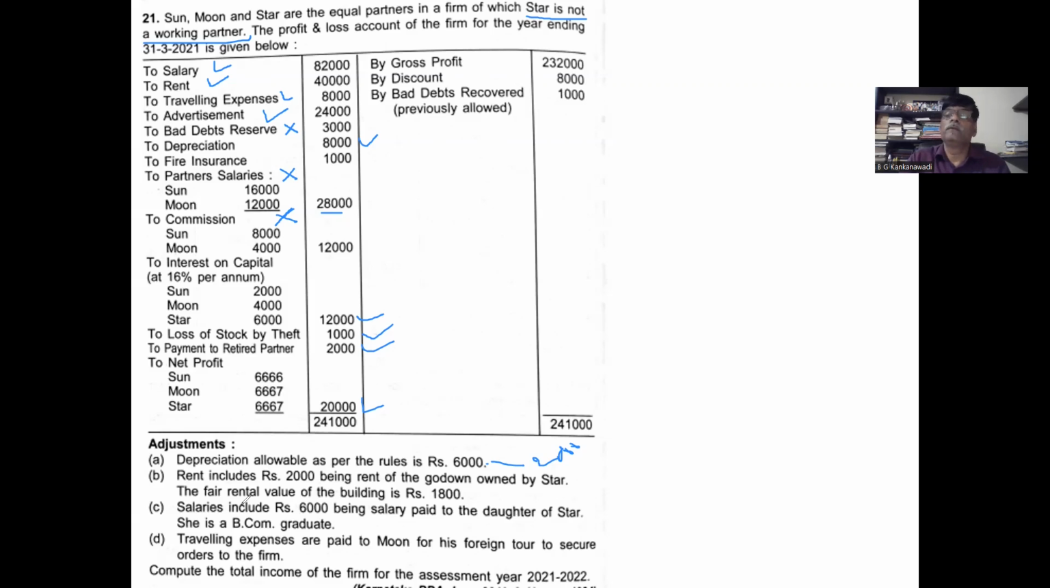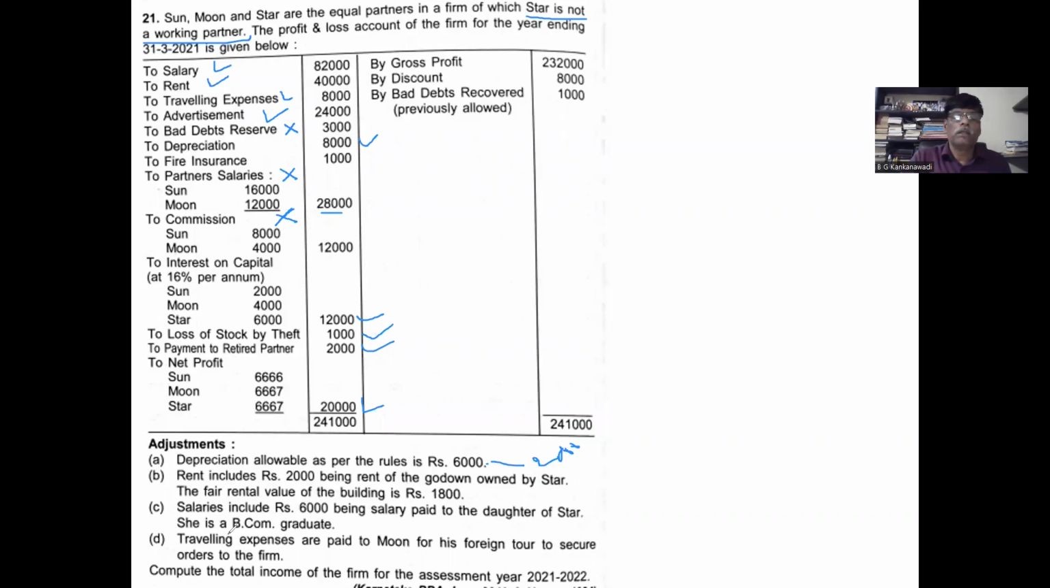Remember this. If the salary given to the partner's family members, salary given to partner's family member is allowable only when that is reasonable one. Remember this. So we consider that as reasonable because she became a graduate, 6000 is reasonable.